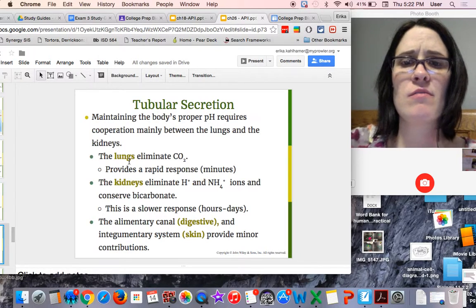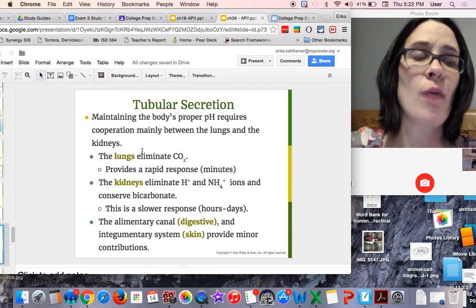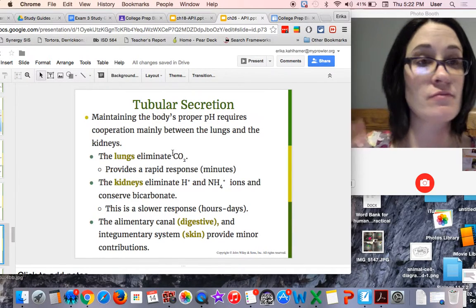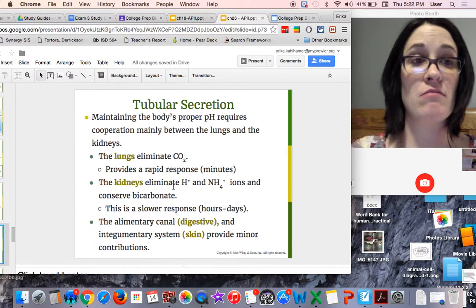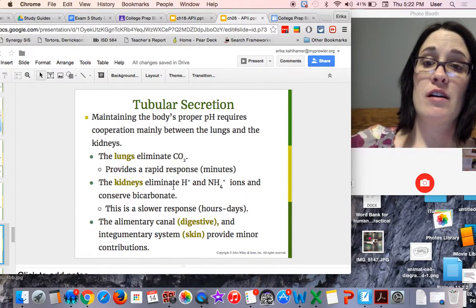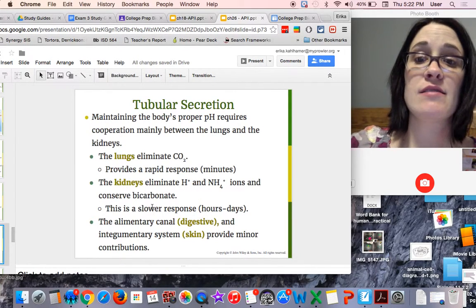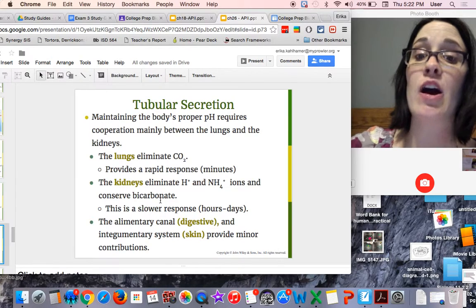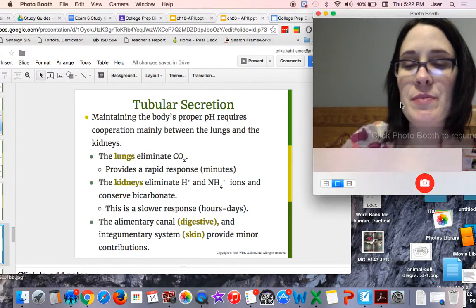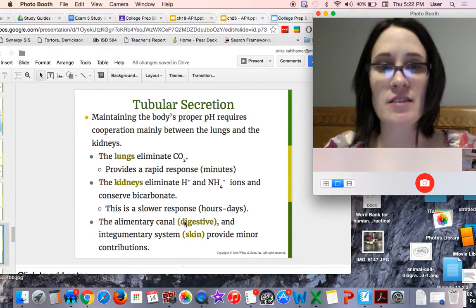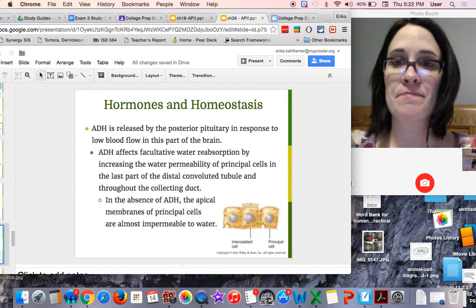What helps control the body's pH? It is cooperation between the lungs and the kidneys. The lungs eliminate carbon dioxide, which impacts pH. This provides a rapid response. The kidneys eliminate these ions, and they keep the bicarbonate. This is a slower response, hours or days. Also contributing to the pH of the body are the digestive system and the skin, the integumentary system.